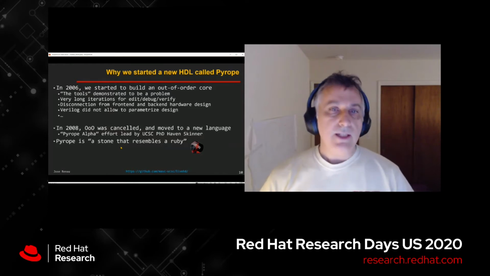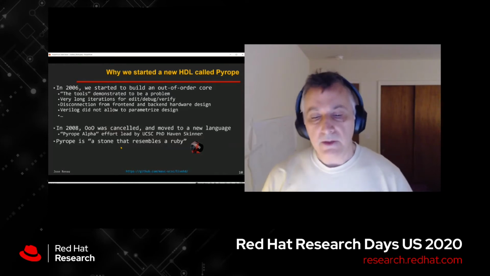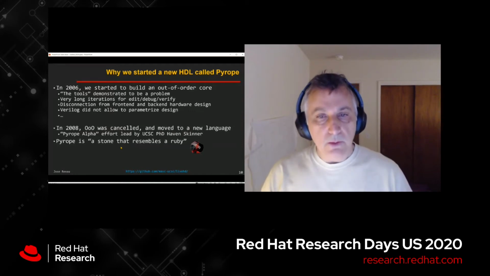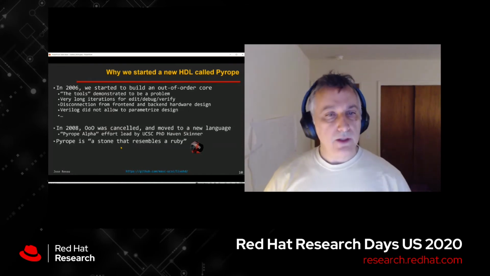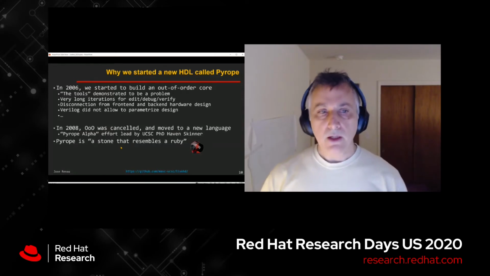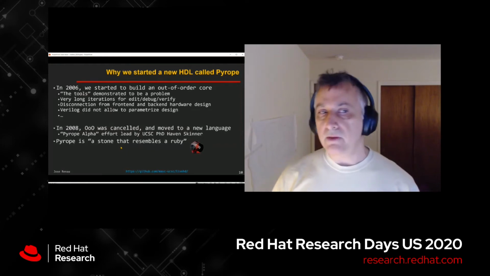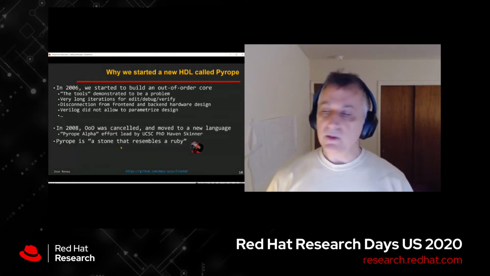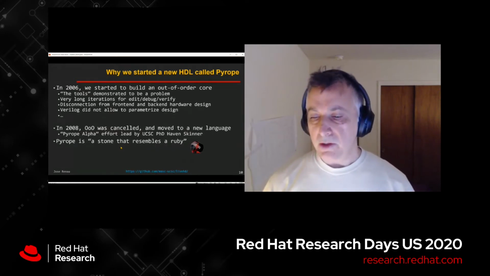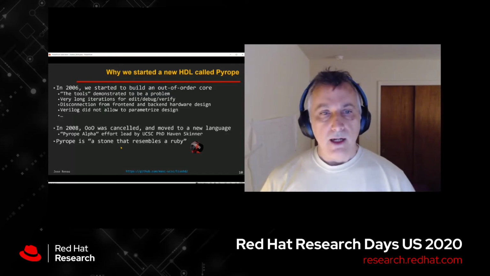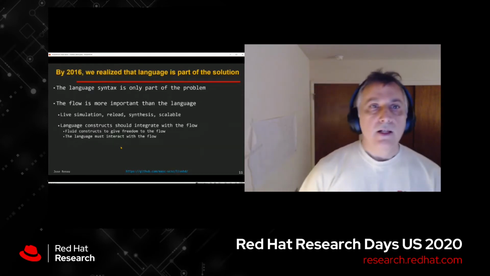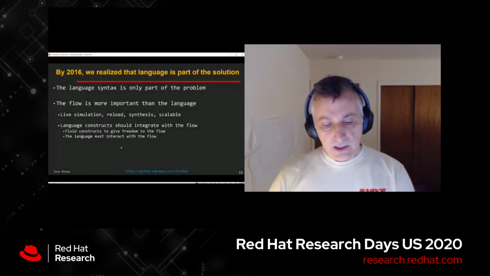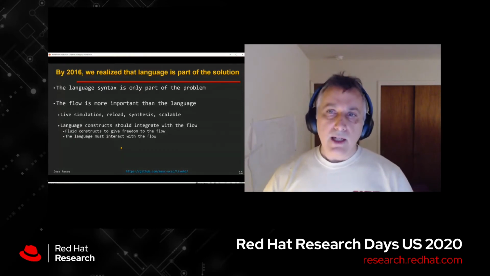So 2 years later, we said, okay, this is the wrong area of research. We shouldn't be doing this core. We should be improving these tools. And because we saw the problem in the language, we started by doing a new language, which was Pyro. And Pyro is not Python rope. Pyro is a stone that resembles Ruby. The reason is that in my research group, we were using Ruby for prototyping, and we were copying a little bit of the syntax from Ruby.